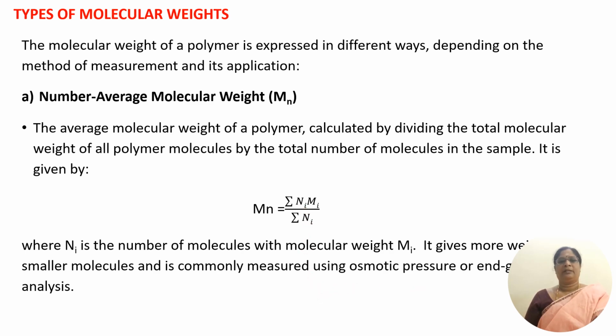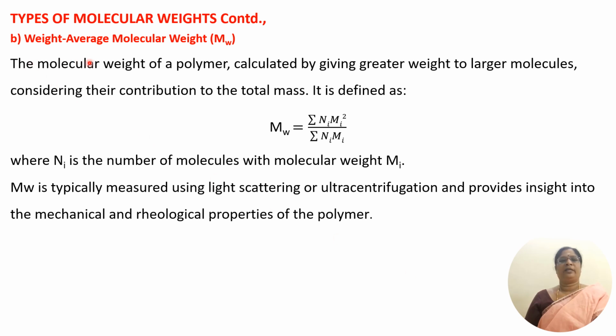The second one is the weight average molecular weight, which is expressed as the summation of NiMi square by summation of NiMi, where Ni is the number of molecules with a molecular weight Mi. Mw is typically measured using light scattering or ultracentrifugation and provides insight into the mechanical and rheological properties of the polymer.